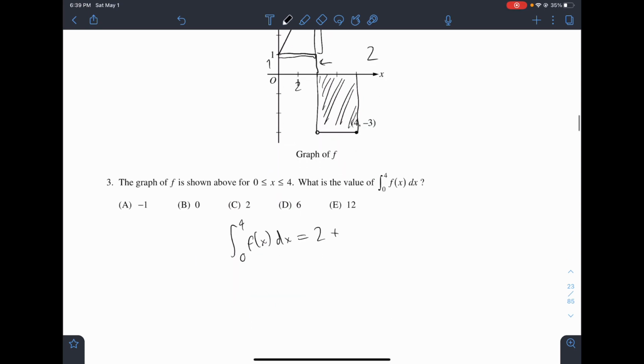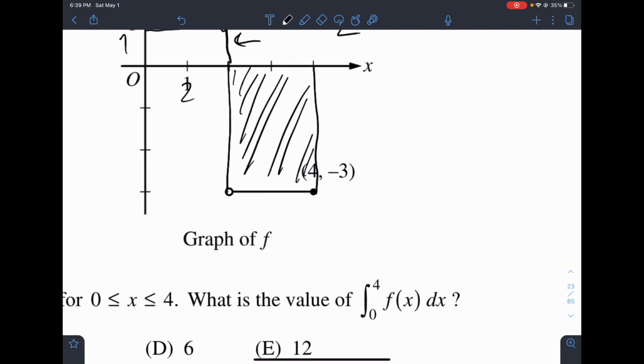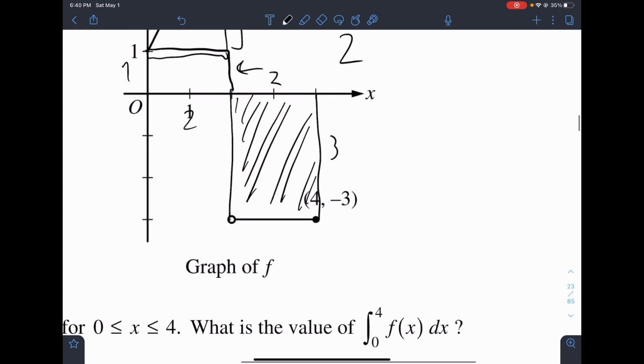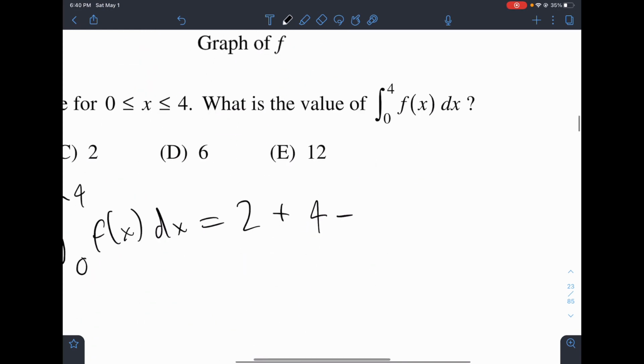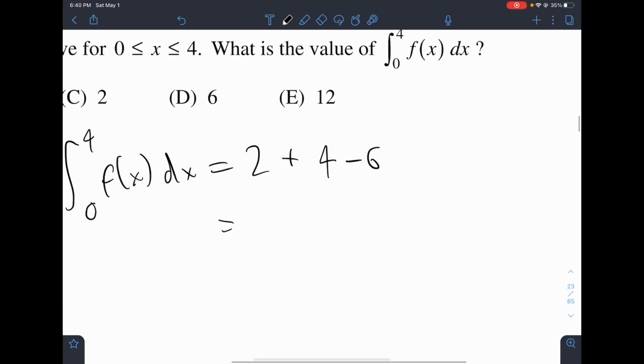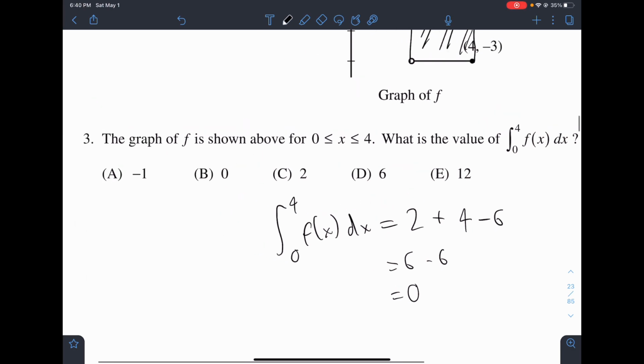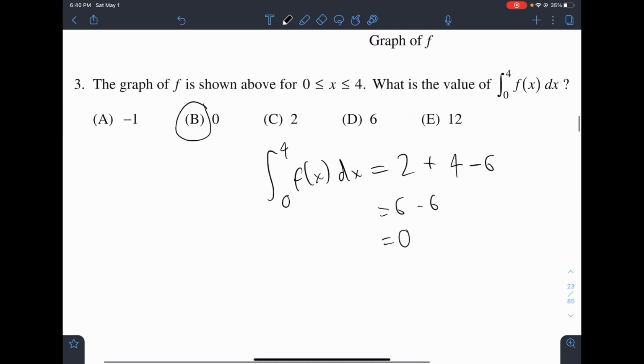So 2 plus 4, and then we subtract the area of this big rectangle at the bottom. This rectangle goes from x equals 2 to 4, and it goes from y equals 0 to negative 3. So it's a 2 by 3 rectangle, and 2 times 3, which is base times height, is 6. So 2 plus 4 minus 6 equals 6 minus 6, which equals 0. So that's our final answer. And B is 0. So that's our answer.